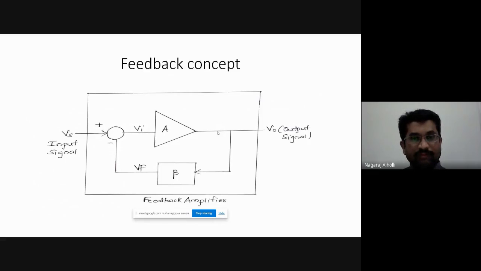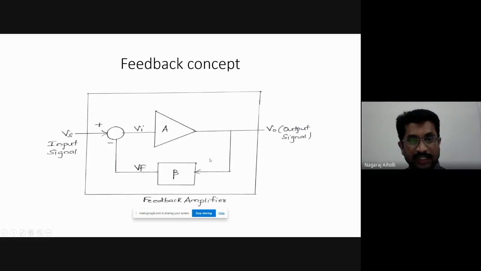Next, we'll move on to a new concept, the next part of the third module, which is the feedback concept. Now here there are two parts. One is the forward part, this is the amplifier portion. A, whatever is written, is the amplifier circuit, and one more circuit is there, which is called the feedback circuit. This beta, whatever is written, is called the feedback circuit.